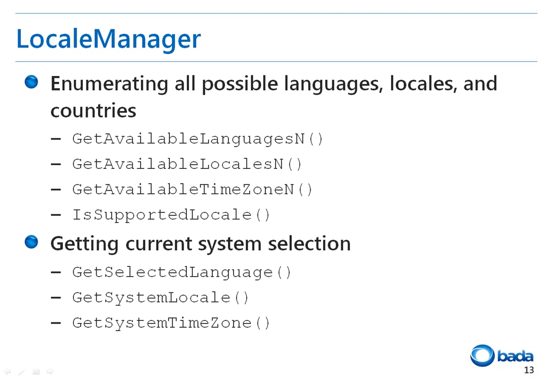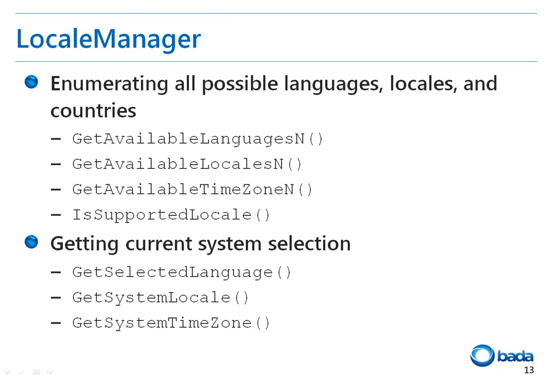Let's take a look at the functions provided by the most important class, the locale manager. The locale manager provides a list of all the languages, locales, and time zone IDs that can be used by the device. It also provides a function to evaluate whether a specific locale can be used on a device, or if it's not supported. Additionally, functions are provided to query the language, locale, and time zone that are currently set in the system settings.